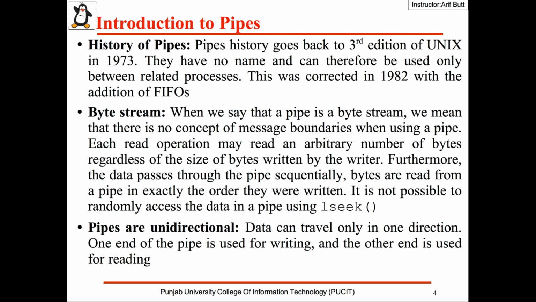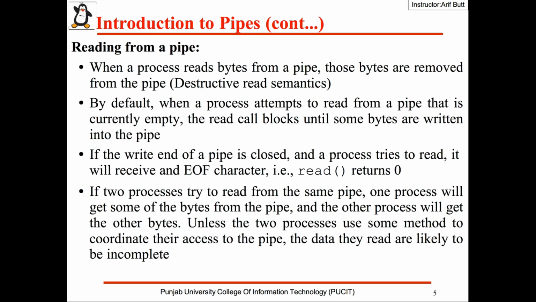Moreover, the pipes are unidirectional. When a process reads bytes from a pipe, those bytes are removed from the pipe. That is, the pipes have destructive read semantics. And by default, when a process attempts to read from a pipe that is currently empty, the read call blocks until some bytes are written into the pipe. If the write end of the pipe is closed and a process tries to read it, it will receive an end of file character.